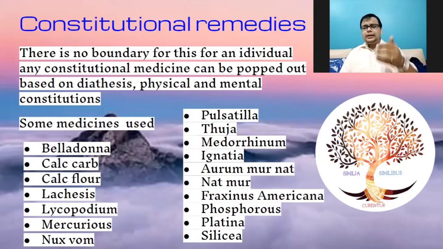What are the physical generalities through which we can easily find out if a patient is calcarea carb? There are a few very easy points. One is the tendency to catch cold. Second is perspiration, which is very marked.